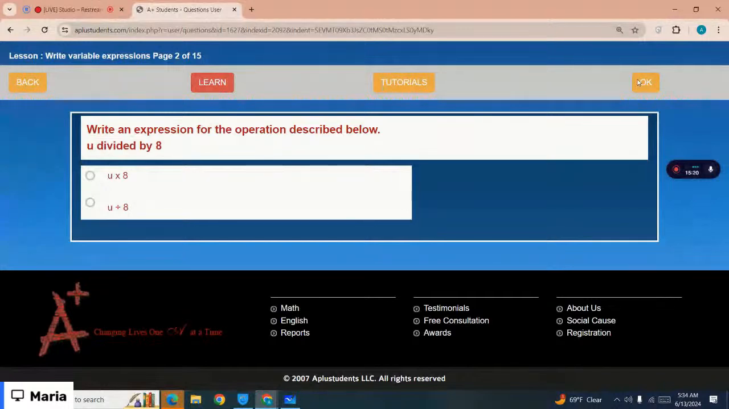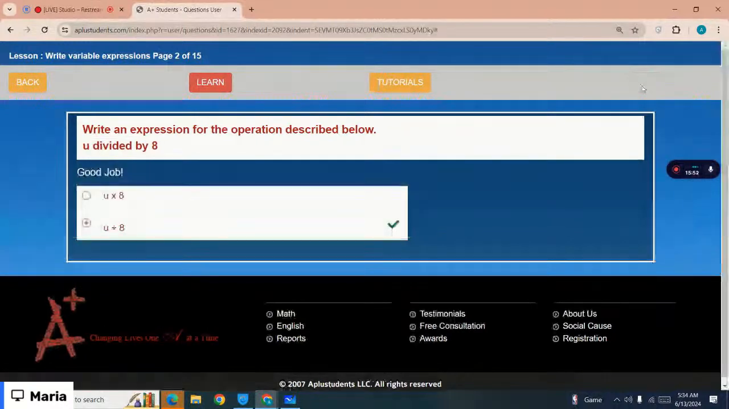Write an expression for the operation described below. U divided by 8. So which is the correct option? Yes, that is U divided by 8. Option number 2 is the correct option. You just have to add the division sign.